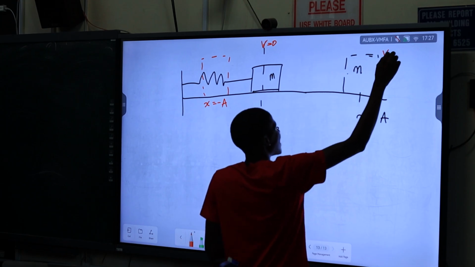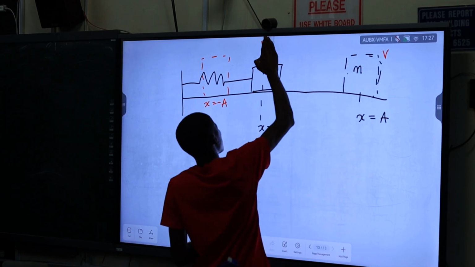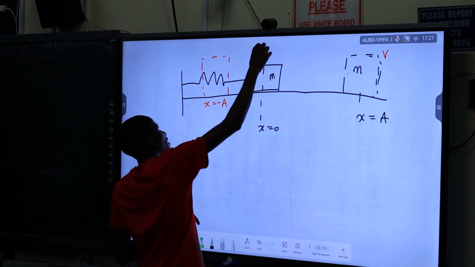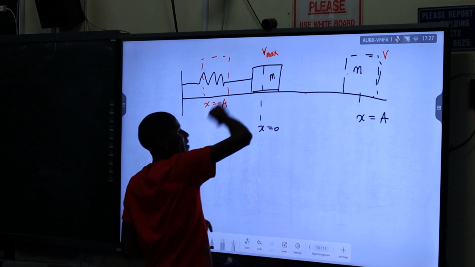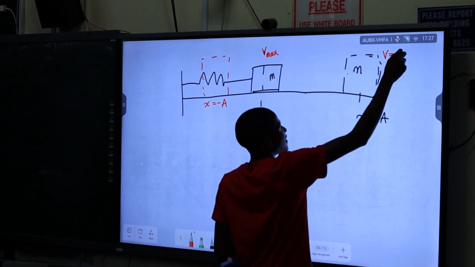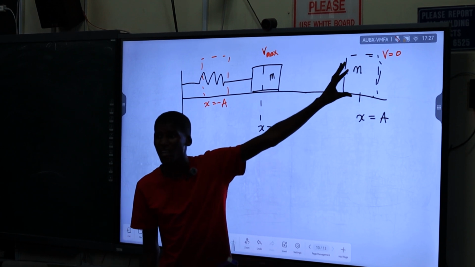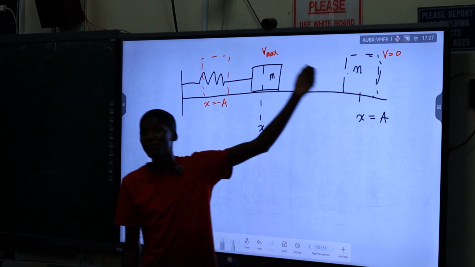Here, what must the velocity be? Again, what must it be here? Not 0, it must be maximum. So the velocity here must be maximum. And here, the velocity must be what? 0. We've already discussed the concept. Why is the velocity 0 here? Why is there reverse motion?